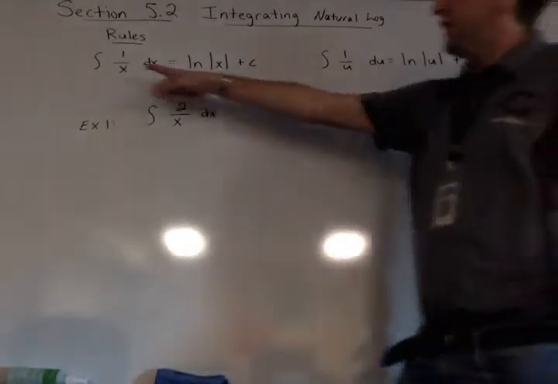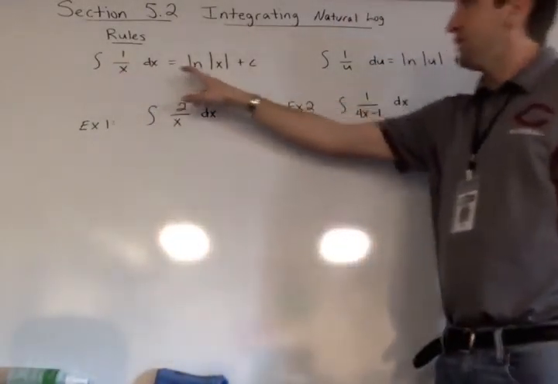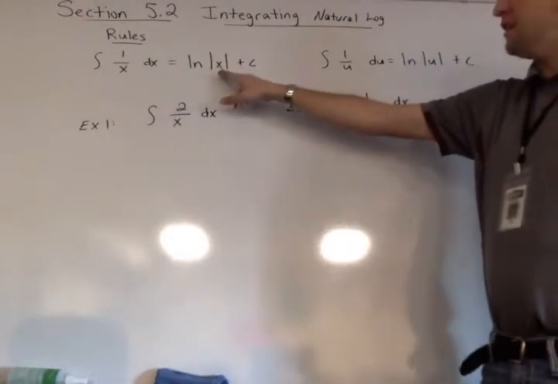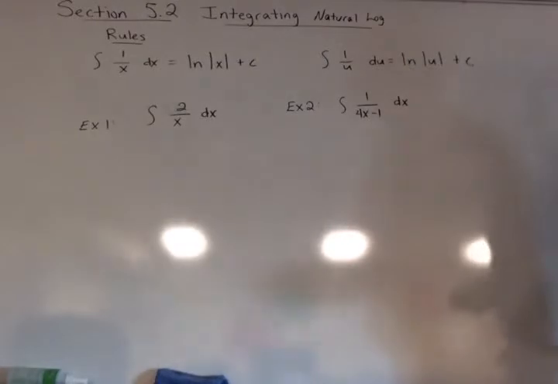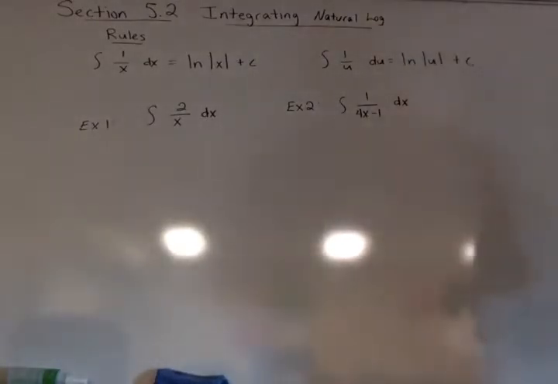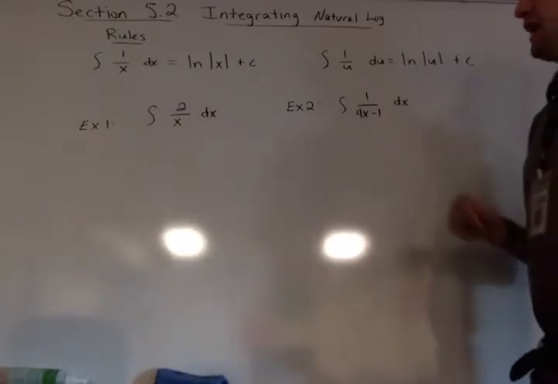First rule is just saying that the integral of 1 over x dx is equal to the natural log of the absolute value of x plus c. If you recall from when we were working with differentiation, when you derive natural log, you get 1 over x. Okay, so it's just the inverse of that concept.